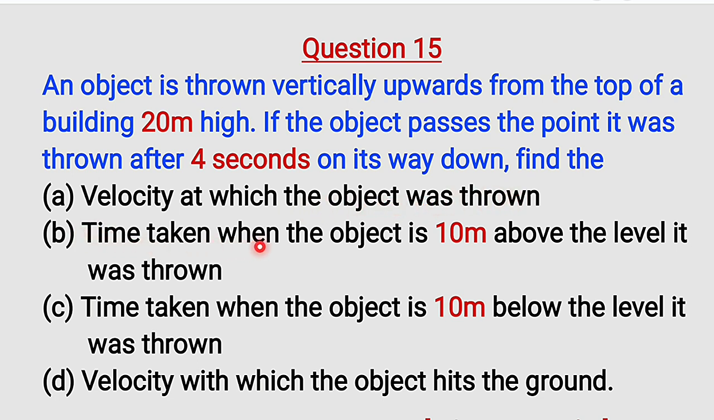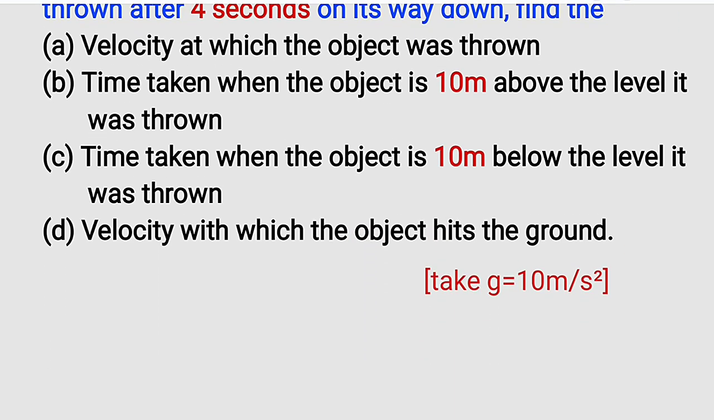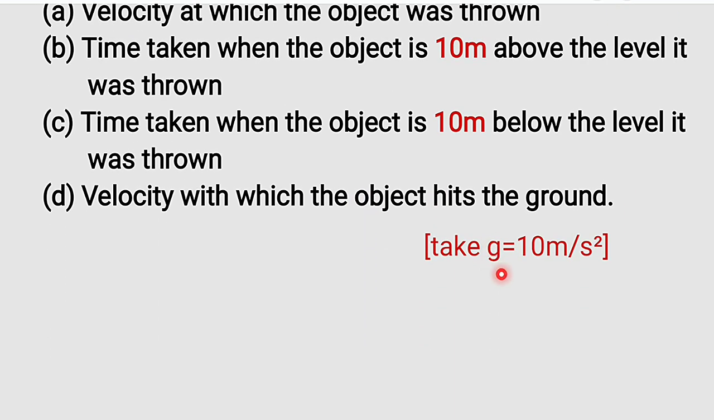Find the time taken when the object is 10 meters above the level it was thrown. Find the time taken when the object is 10 meters below the level it was thrown. And lastly, we are asked to find the velocity with which the object hits the ground. And we are asked to take the acceleration due to gravity as 10 meters per second squared.